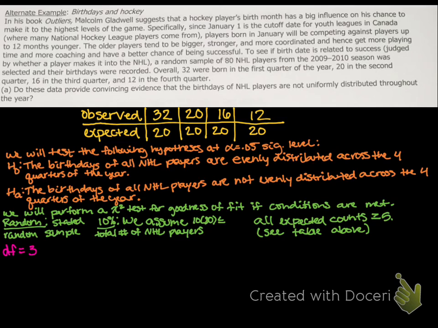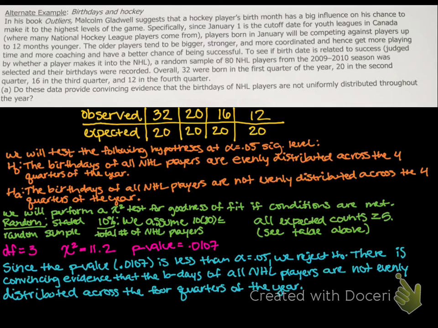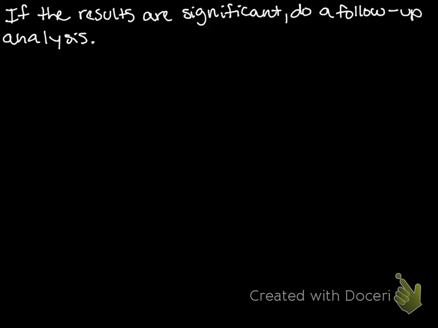After you put everything in the calculator and run your test, chi-squared is 11.2. And the p-value is 0.0107. Since the p-value is less than alpha, we reject H sub O. There is convincing evidence that the birthdays of all NHL players are not evenly distributed across the 4 quarters of the year. Okay? So that's running the test.